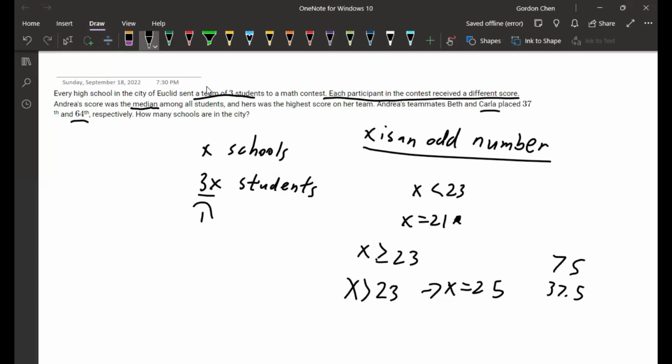But we're given that Beth places 37th, and she's going to place higher than Andrea, because Andrea's higher. This is where you're trying to get into higher places, or lower numbers. So that wouldn't work out. So this case is invalid, and this case is also invalid, which means only 23 works.